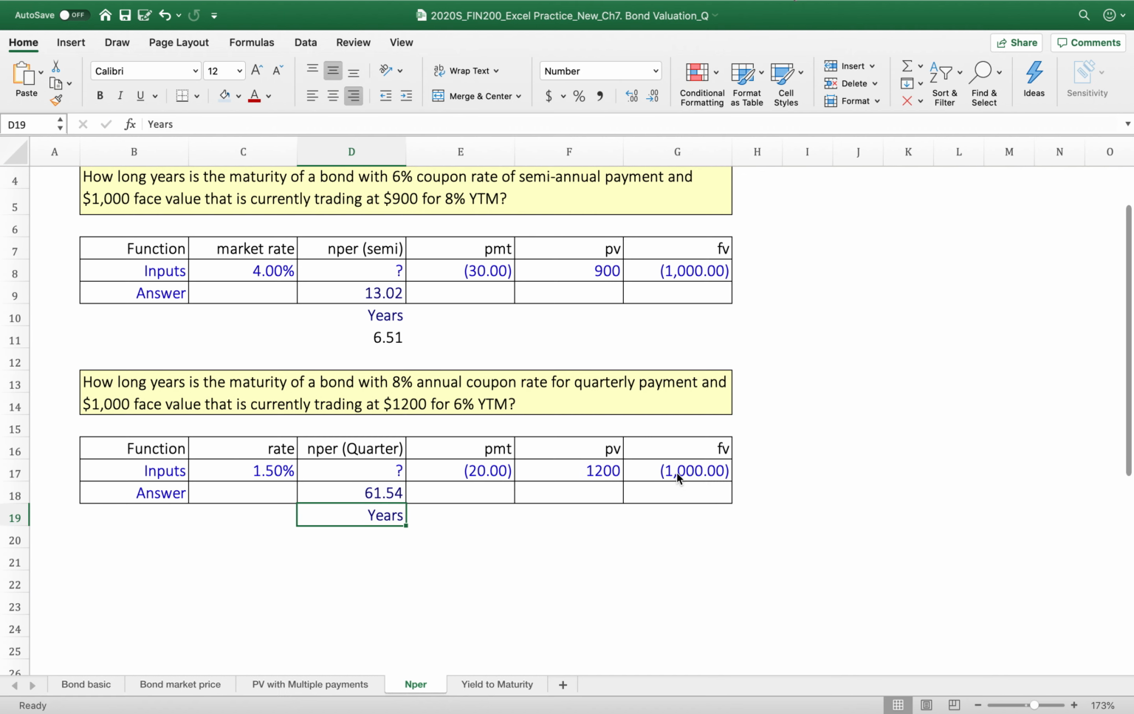NPER is NPER. Now the 1.5% quarterly rate, payment, present value, and par value. Then we get 61 periods. Then how do we convert this 61 periods? That's correct. We should divide it by 4. So 15.39 is the years. Okay?